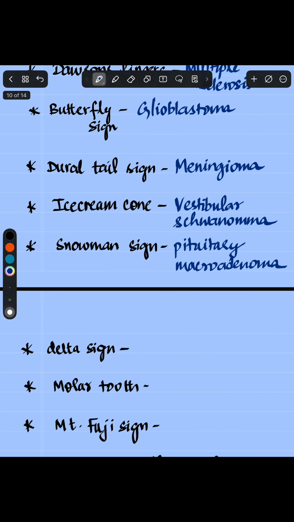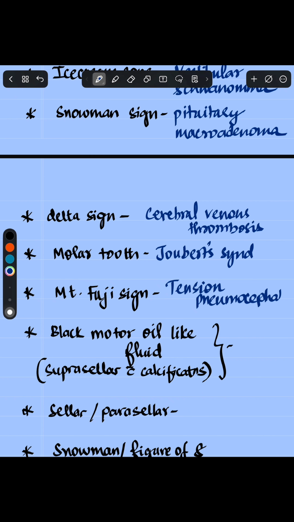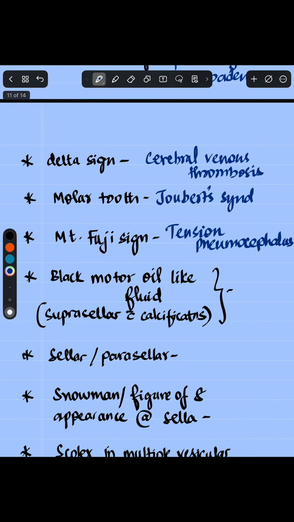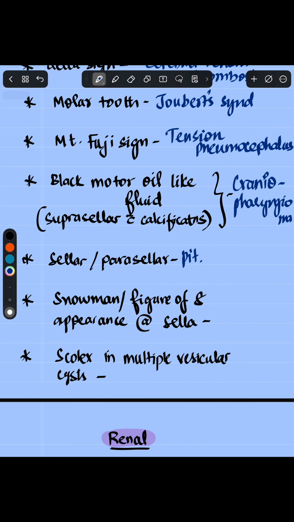If you see delta sign, it is cerebral venous thrombosis. Molar tooth appearance in Joubert syndrome. Mount Fuji sign in tension pneumocephalus. Black motor oil-like fluid will be given in the question, or you can see suprasellar region with calcification, that is craniopharyngioma. If you can see any mass in sellar or parasellar area, it is pituitary adenoma or maybe Rathke's cleft cyst. These are DDs of craniopharyngioma.